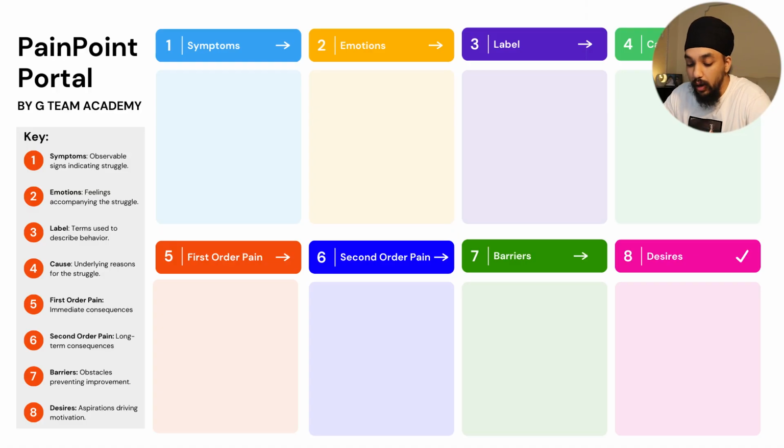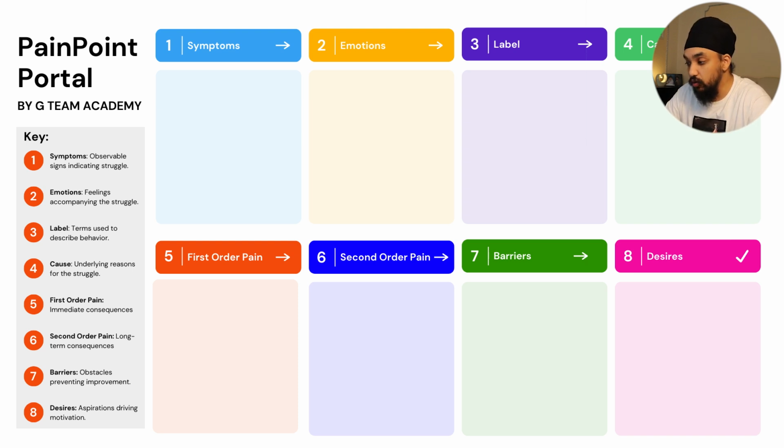Now today I'm going to be going through something called the PainPoint Portal, which is something that I created when I realized that I was really struggling to actually understand what my customers were struggling with, how they were feeling, and what I needed to do to actually solve their problems. So I created this PainPoint Portal, and as you can see there are 8 different sections here.